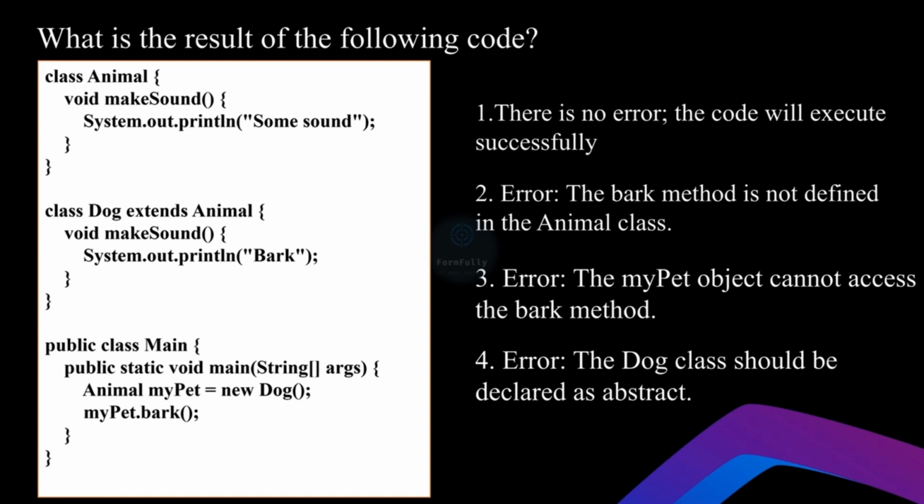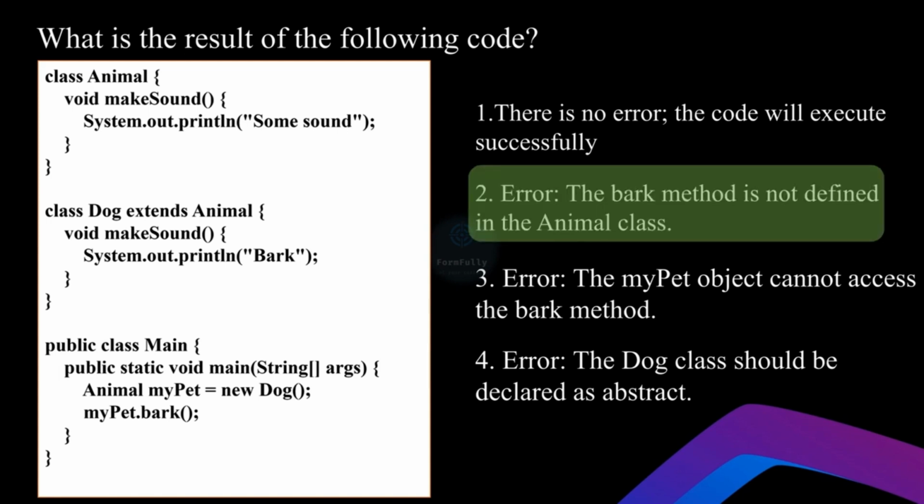I hope you find the correct answer and the correct option is error, the bark method is not defined in the animal class. Because in this code we have class hierarchy as superclass animal and subclass dog. Both classes have method make sound. The dog class overrides this method. Then in the main method you create object myPet of type animal but initialize it with dog object.